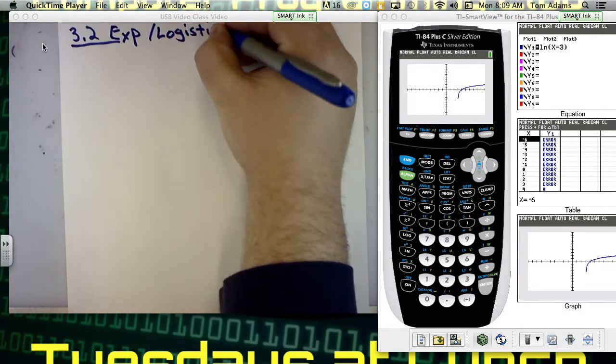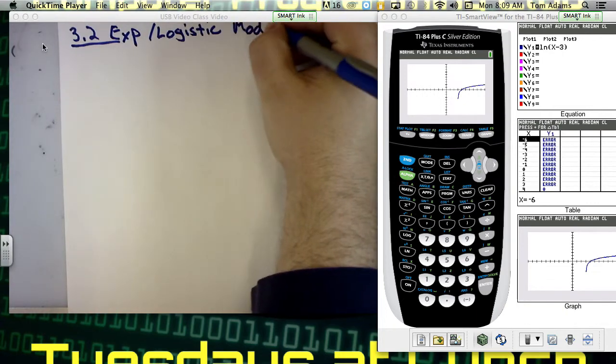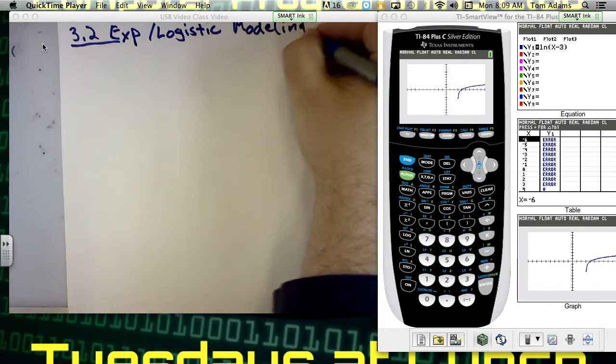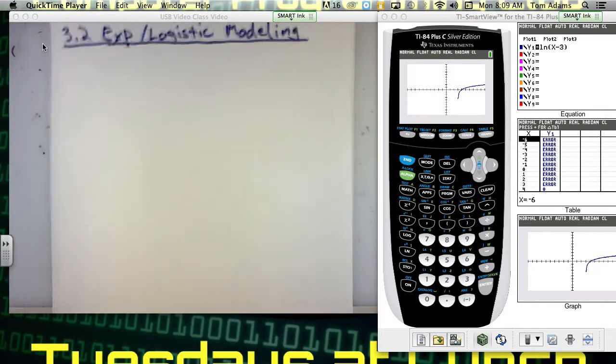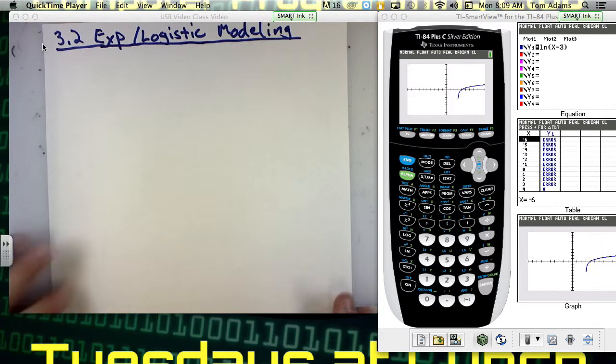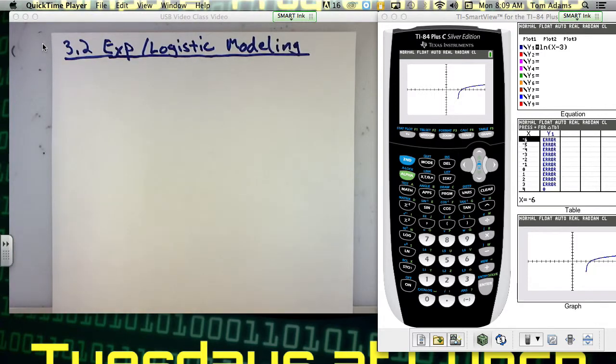And so, as I mentioned before, exponential functions and logistic functions are great functions that we could use in real-world modeling, especially biological and ecological types of studies. If we want to predict the populations of a certain type of species in an environment, that's what we would use this for. And so usually the functions represent growth or decay rates of certain populations.